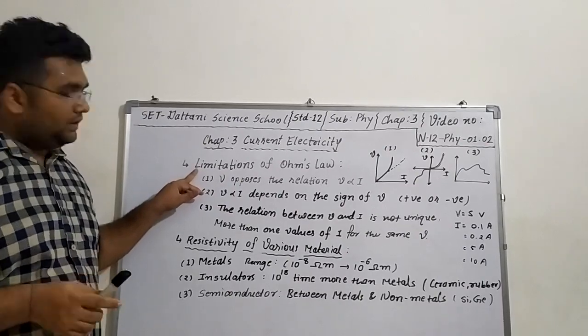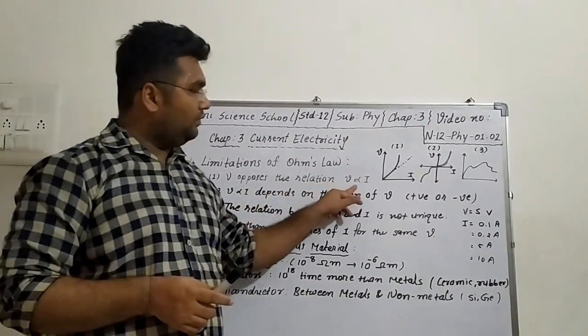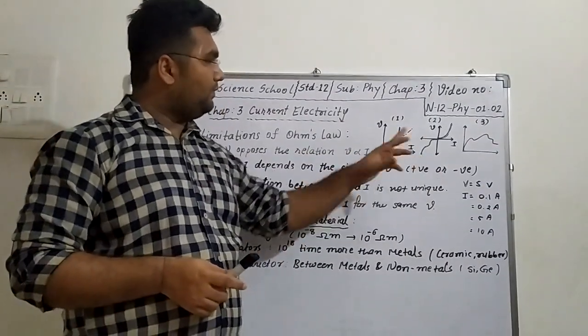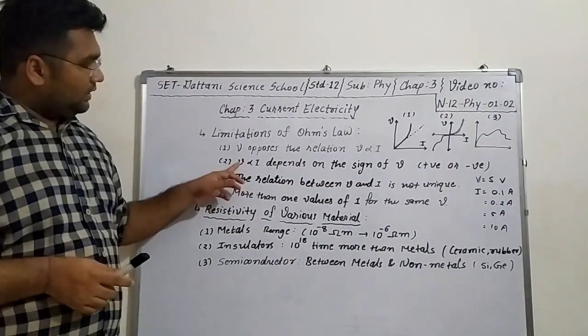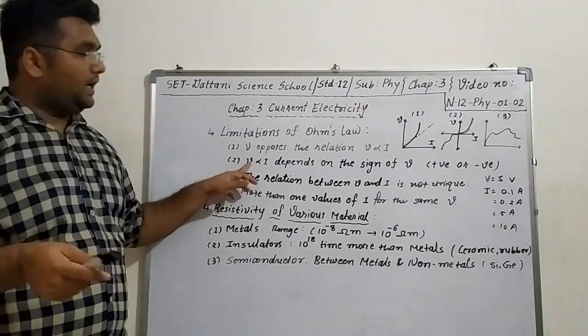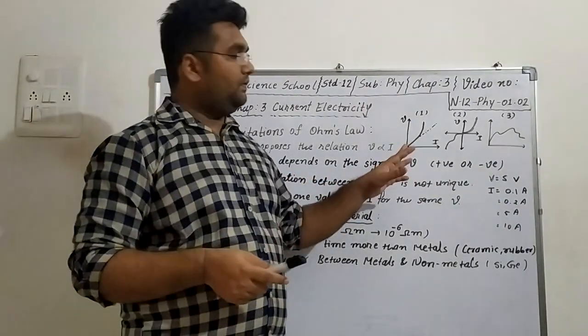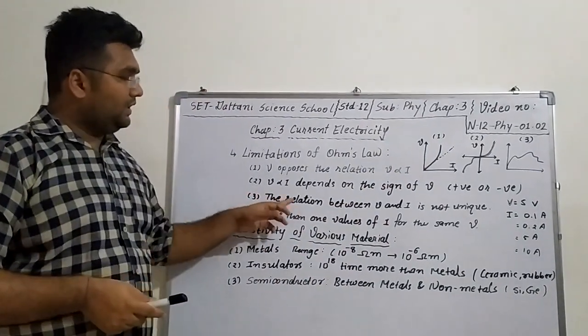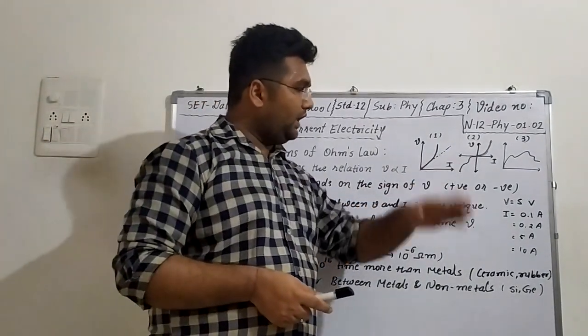What are the first limitations? That V opposes the relation V proportional to I. This is our first limitation's graph. The second says the relation between V and I depends on the sign of V, whether it is positive or negative. The relation between V and I is not unique.